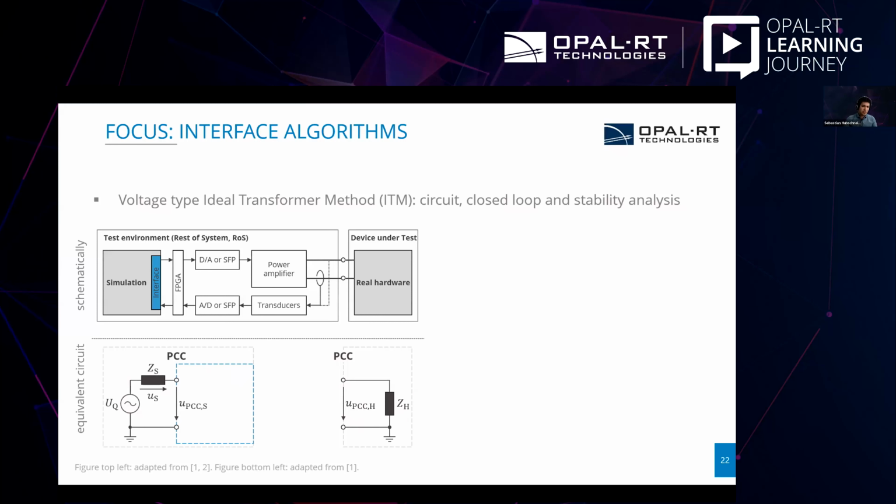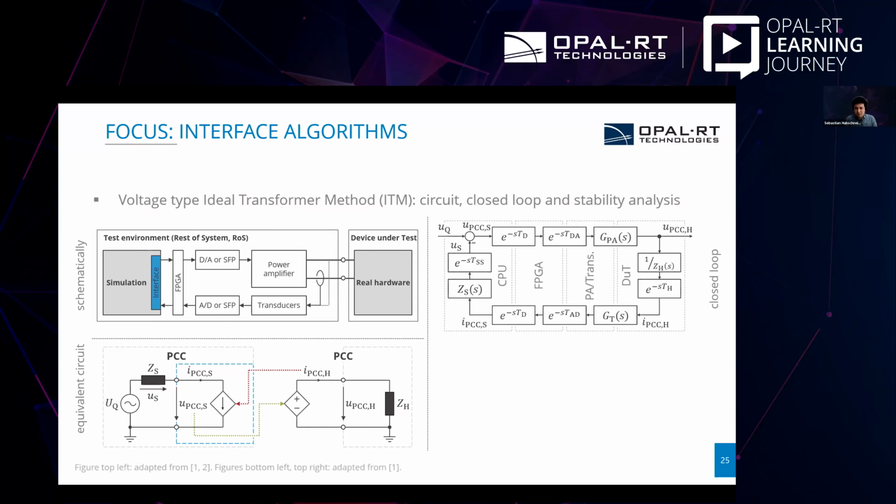So basically for the voltage type ideal transformer method, we would measure this voltage and apply it to the real system via the power amplifier, which is here represented by the ideal voltage source. And we will measure the current flowing in the real system and feed this back to the simulated system with an ideal current source in this case. So like this, the loop is closed. And in the end, we have a closed control loop, which we can consider here. So let's have a look at this closed control loop.